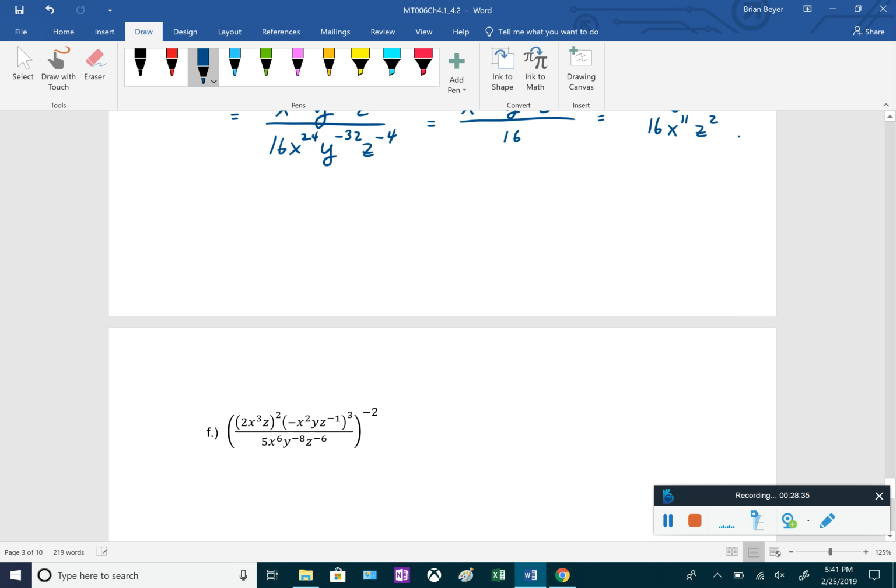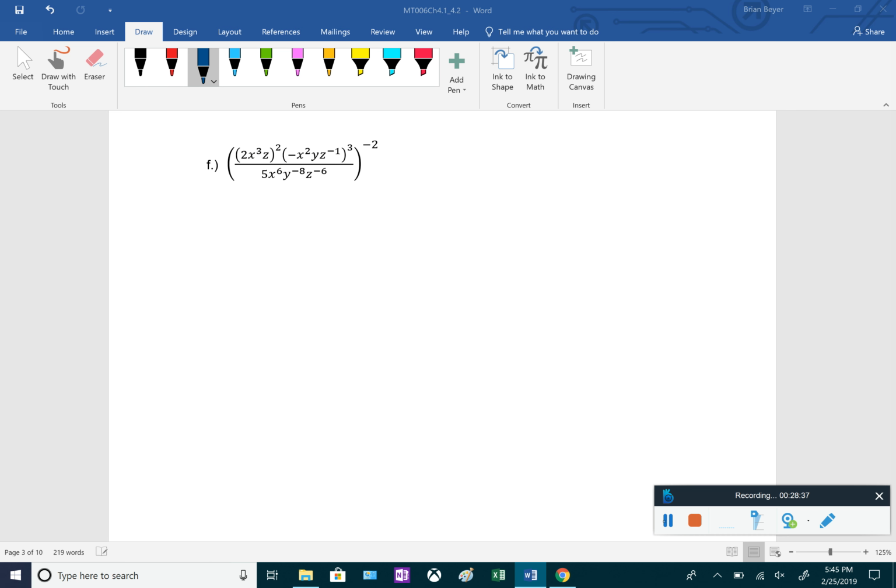Let's do one more. So this one's obviously pretty messy. The first thing, I'm not even going to bother reading that whole thing off. The first thing that I recognize is there is a negative exponent, right? So I'm going to reciprocate that fraction inside those big parentheses. So I'm going to completely reciprocate it. 5x to the 6th, y to the -8th, z to the -6th. And it's going to be all divided by that numerator.